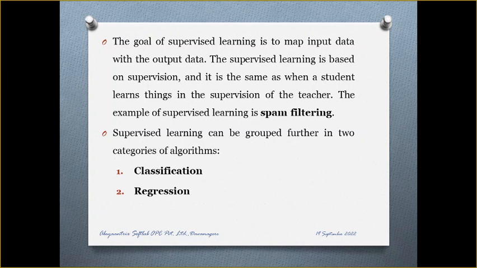Okay, in order to learn in that way, we have different categories of algorithms in supervised machine learning. Those different categories of algorithms are classification and regression. So we have regression kind of algorithms and classification kind of algorithms under supervised learning techniques.